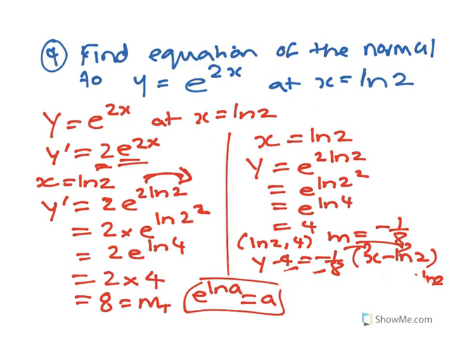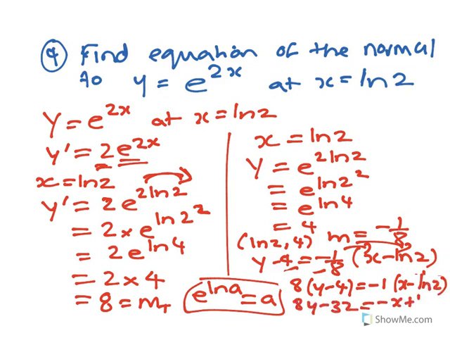Just in case that was a little quick, let's go through it again. So you go 8 times y minus 4 equals minus 1 times x minus ln 2. 8y minus 32 equals minus x plus ln 2. Bring that to that side, you get x plus 8y minus 32 minus ln 2 equals 0. And that is the equation of the normal.